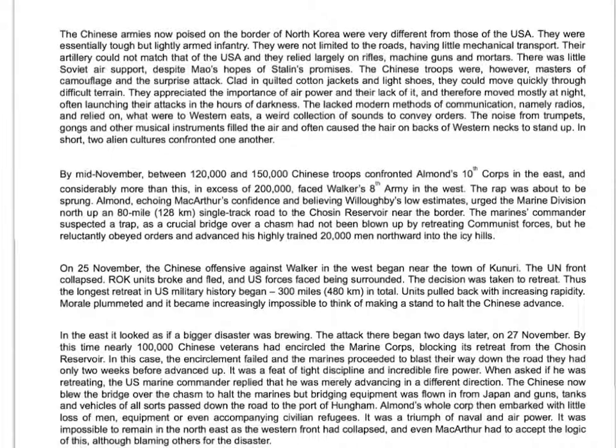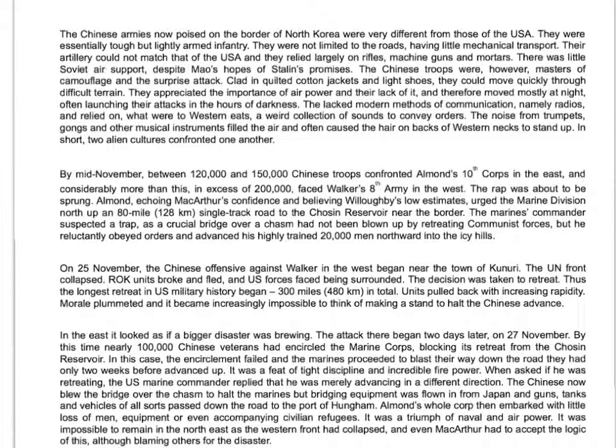The Chinese troops were, however, masters of camouflage and of the surprise attack. Clad in quilted cotton jackets and light shoes, they could move quickly through difficult terrain. They appreciated the importance of air power and their lack of it, and therefore moved mostly at night, often launching their attacks in the hours of darkness.